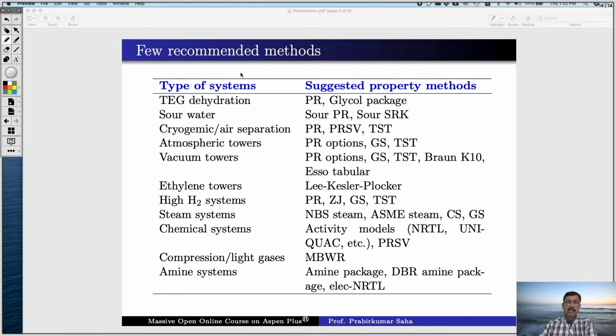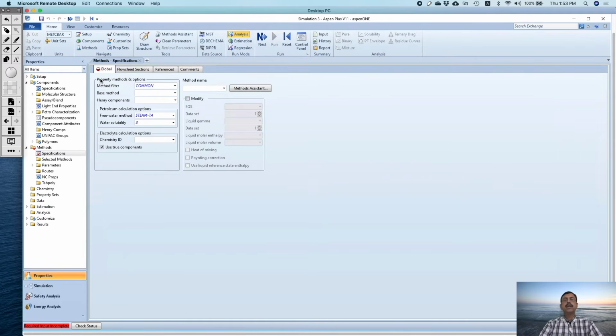For instance, for TEG dehydration, the suggested property methods are Peng-Robinson and the glycol package. For sour water systems, we have sour Peng-Robinson or sour Soave modification of Redlich-Kwong, and so on. Now, even after knowing all of them, you may still need some assistance to choose the appropriate property method, and Aspen has a ready assistant for you. It is called the property method selection assistant.